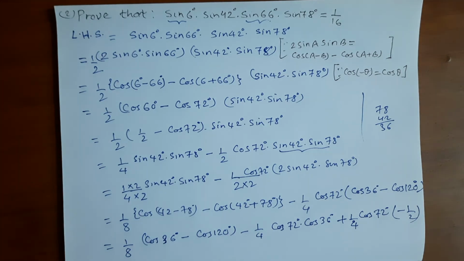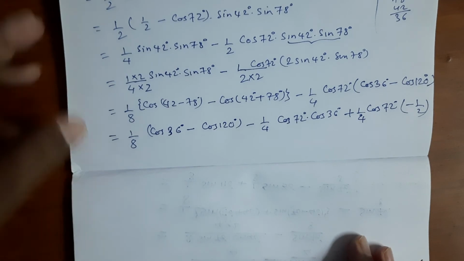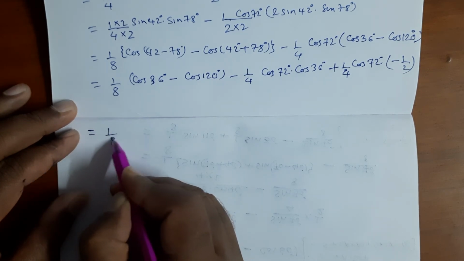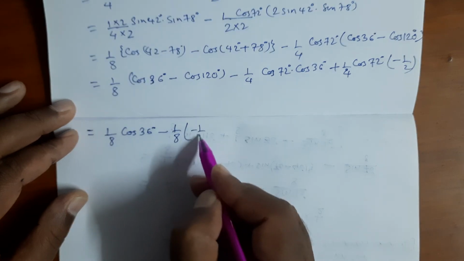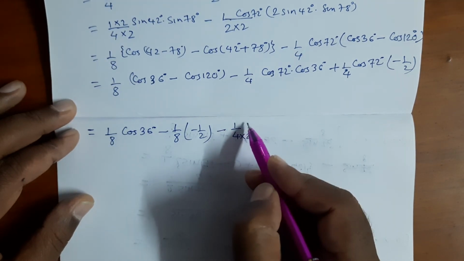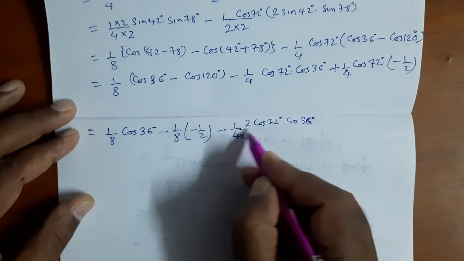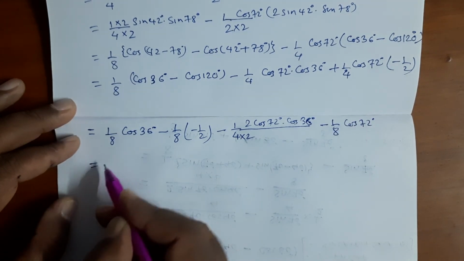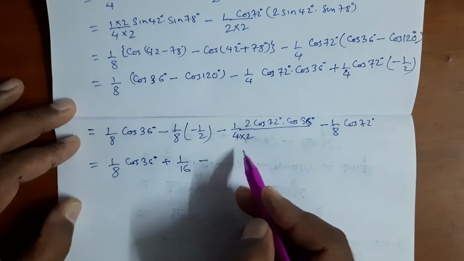And now equals 1 over 8 cos 36 degree minus 1 over 8, cos 120 degree value is minus 1 over 2, minus here, use 2 cos A cos B formula, we can multiply by 2 in numerator and denominator, 2 cos 72 degree cos 36 degree, minus 1 over 8 cos 72 degree, and this equals 1 over 8 cos 36 degree plus here is 1 over 16 minus here 1 over 8.